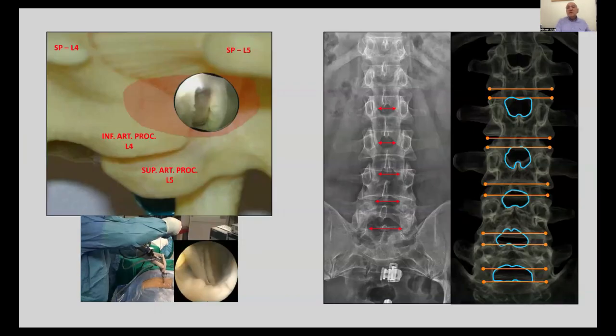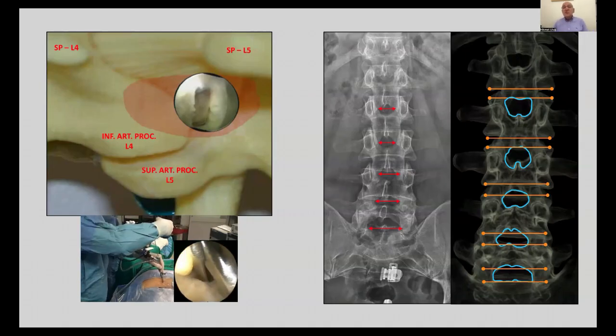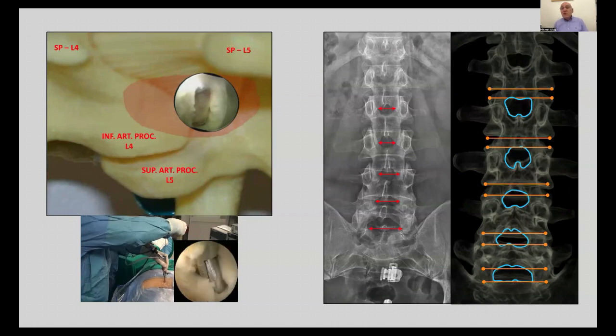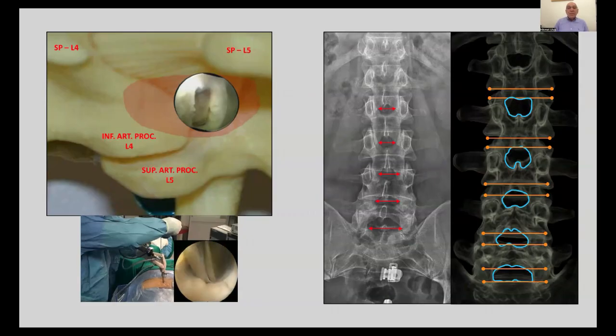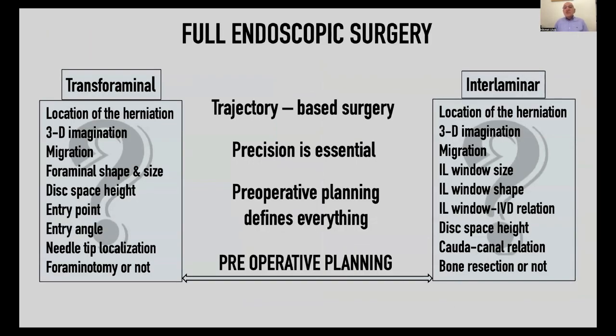And the second approach is the interlaminar approach. The interlaminar approach is the posterior extension of the same concept. Same philosophy, but different working volumes. We plan the approach based on the relationship between the interlaminar window and disc. These two approaches complement each other. Full endoscopic surgery is trajectory-based surgery. Precision is essential, and precision comes from planning. Preoperative planning defines everything. Now, let me show you what this means in practice through a few cases.